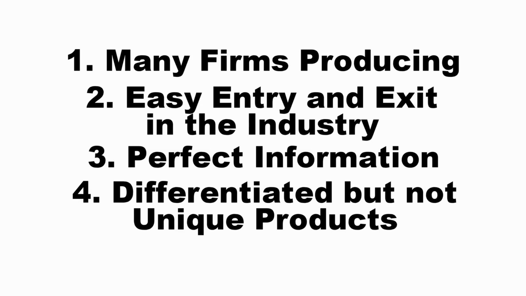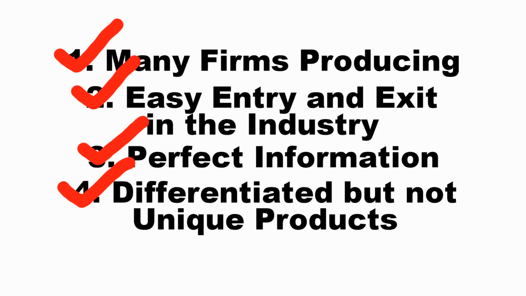Perfect for fast food companies. With the sheer number of fast food restaurants in the industry, it definitely fits the box for many firms producing. Easy entry and exit is what allows many franchises to be formed, and what lets companies grow to such enormous sizes as we see them today. Third, perfect information is essential in the fast food industry as it allows companies to know how to price their good in comparison to other goods. And finally, differentiated but non-unique products are seen everywhere in the fast food industry, such as the Big Mac versus the Whopper.